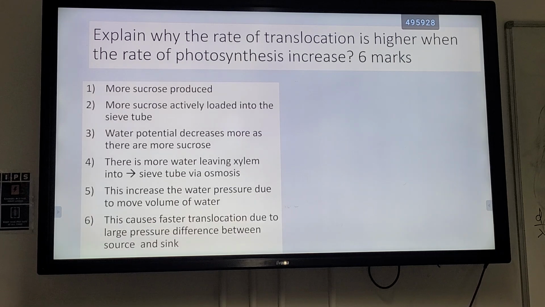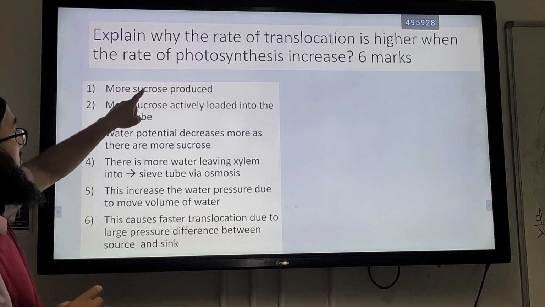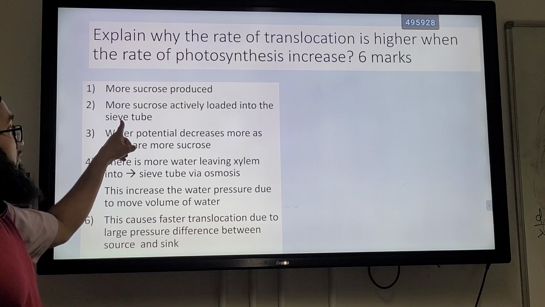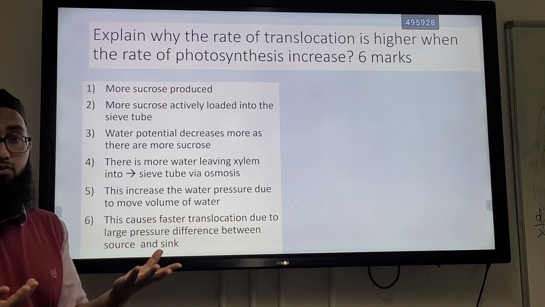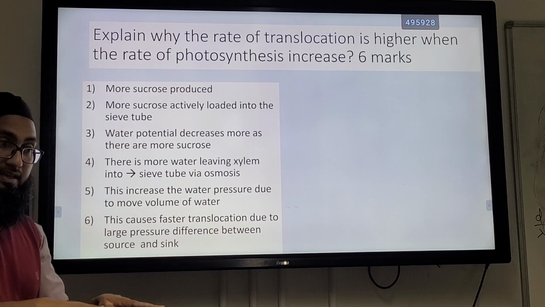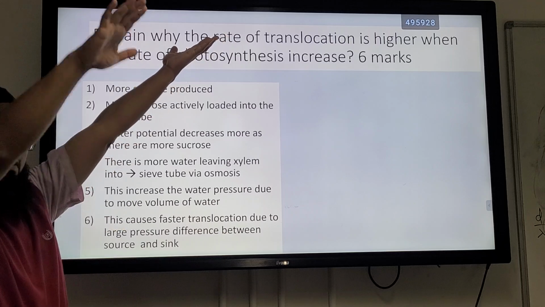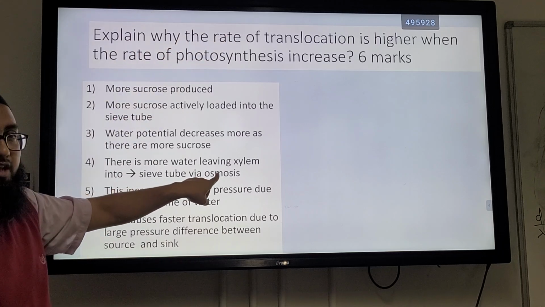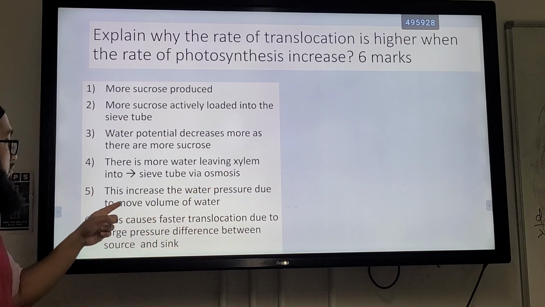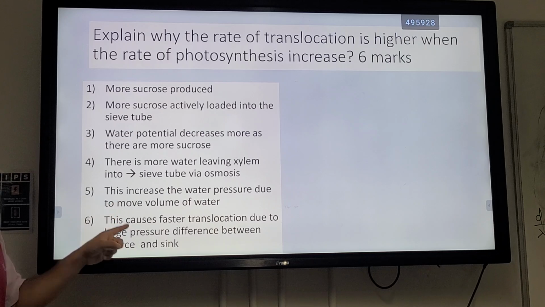We have 6 points there. If you have more photosynthesis, that means in the source you're having more sucrose, which means more sucrose is being actively transported into the sieve tube. If you have lots of sucrose in the sieve tube, what are you going to do to the water potential? It's going to go even lower. That means you have a huge gradient. The xylem has very high water potential, the sieve tube very low. You can have lots of water gushing into the sieve tube by osmosis. If you have a lot of water there, you have huge volume, which means higher pressure. If you have higher pressure, that means faster translocation.